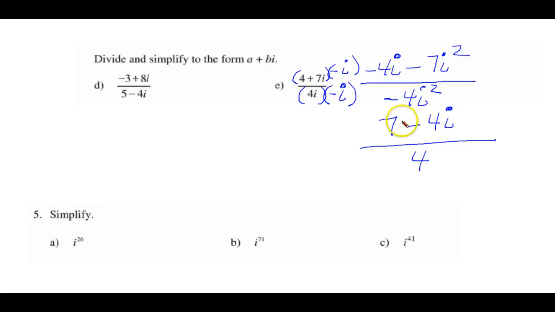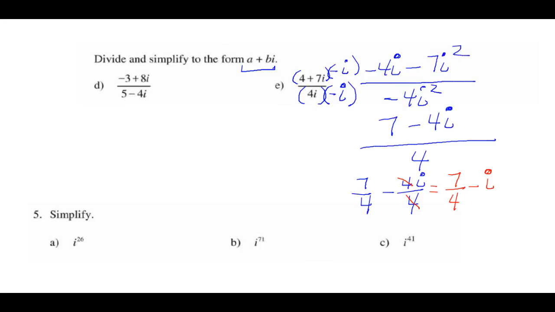Now, when we write this in standard form of complex numbers, this then becomes 7 over 4 minus 4i over 4. Now, theoretically, that would be satisfactory, but notice we could cancel out a common 4 here. So the official answer, 7/4 minus i, is what we get when we divide and simplify here.